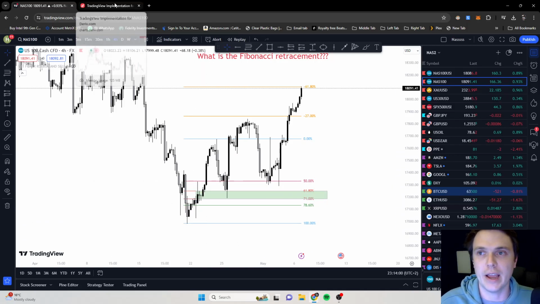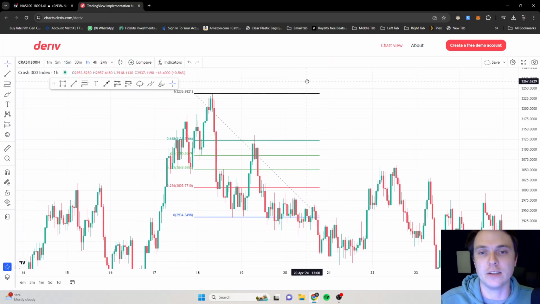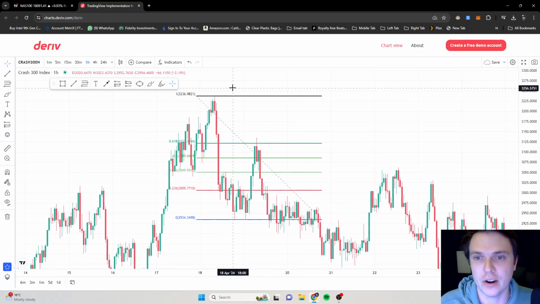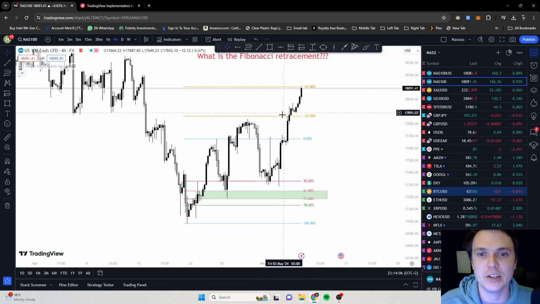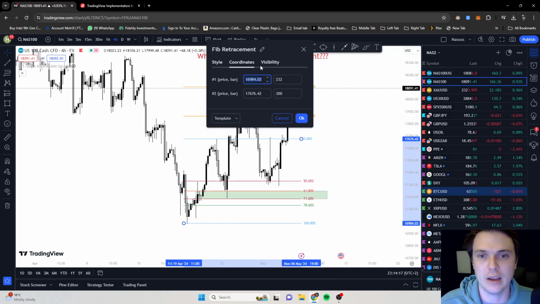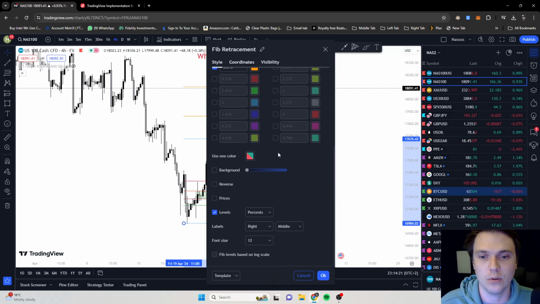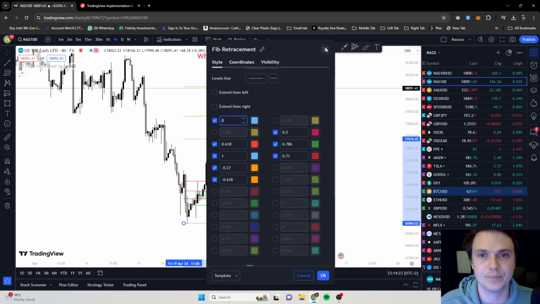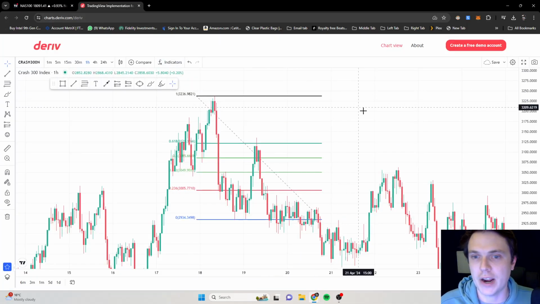Okay, let's quickly look at a sell example on Crash 300. Let me quickly show you my settings on my fib. If you want to, pause the video here and copy my Fibonacci settings. Coordinates aren't really important, it's mostly just the style and all these things around here. Okay, so let's quickly go to Crash 300.